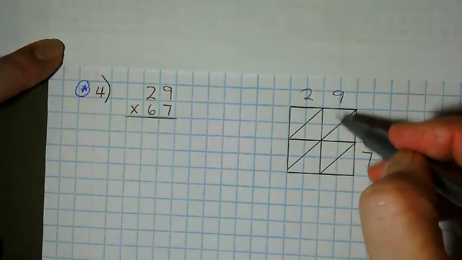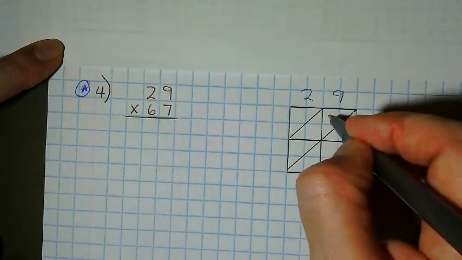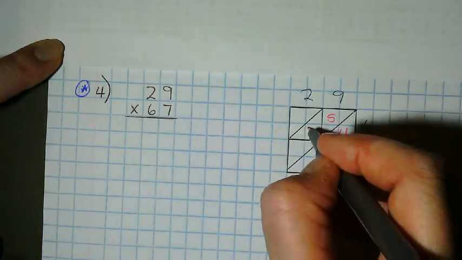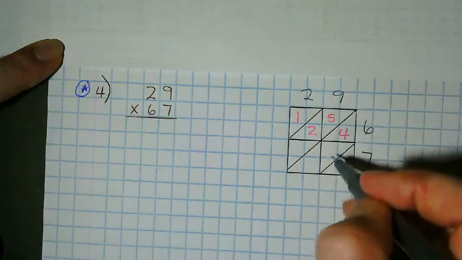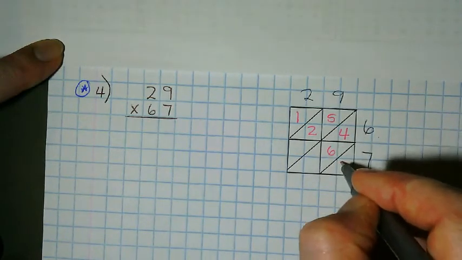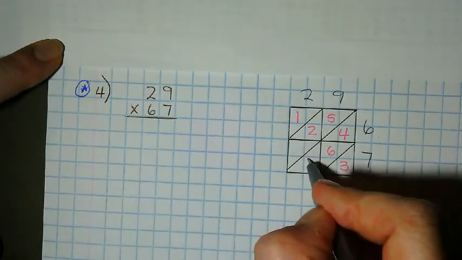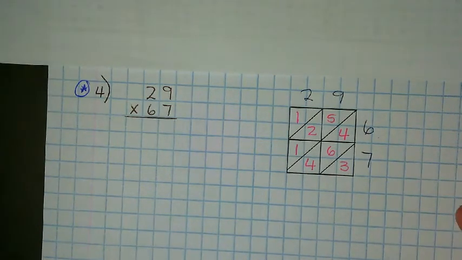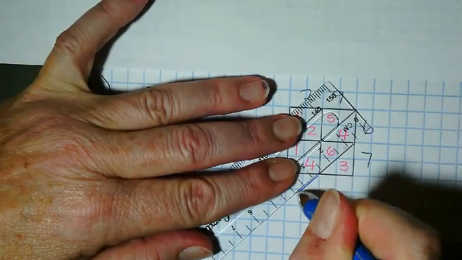Okay, let's have a look at this one. The 6 times a 9 is 54. 6 times the 2 is 12. Okay, the 7 times the 9 is going to be 63. And then the 7 times the 2 is going to be 14. Okay, let's see if we have to carry over, or is it going to stay like that? And if we carry over, what is going to happen? Where do we have to carry over to?